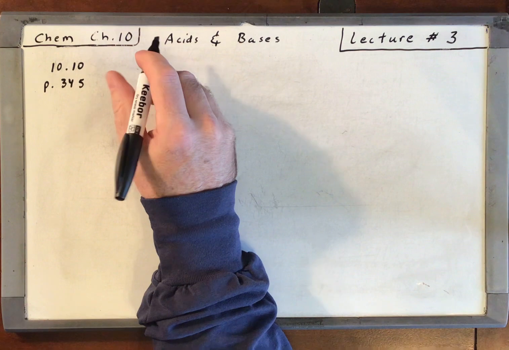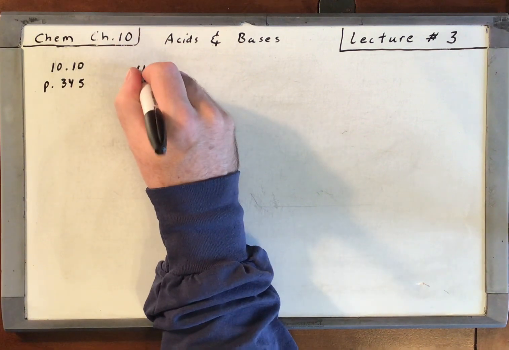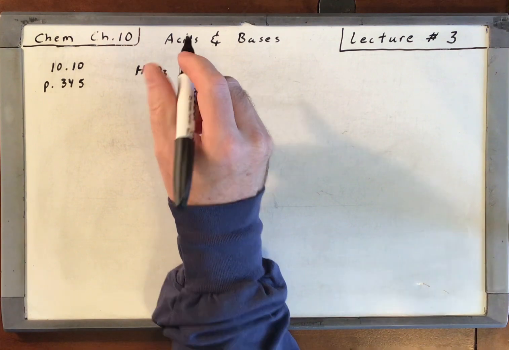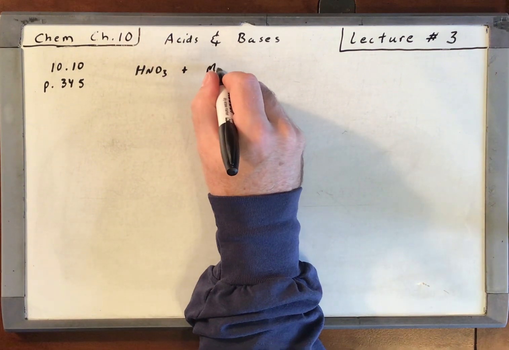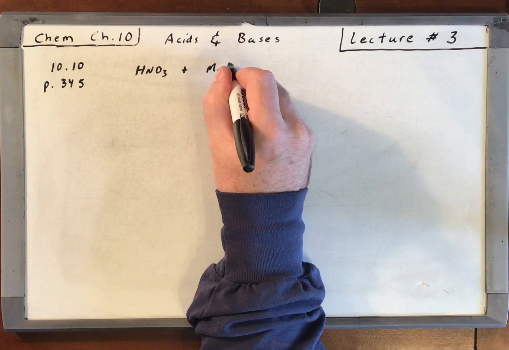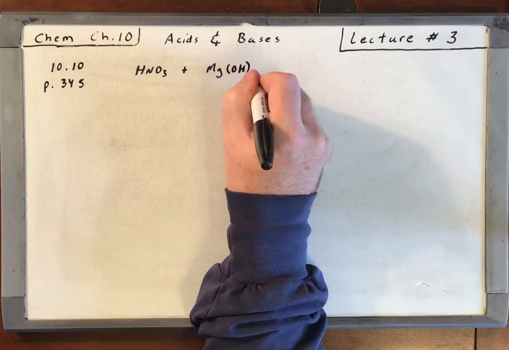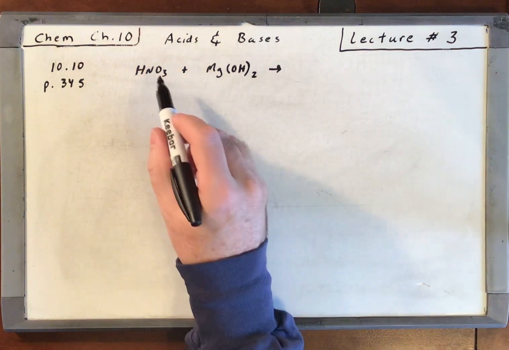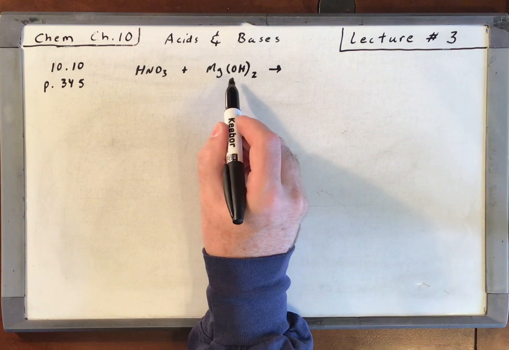All right, our balanced equation. So we've got our acid, HNO3, plus the base, which is magnesium hydroxide. Now, when you go through the process, remember magnesium's 2+, hydroxide is just 1-. After the switch, that'd be Mg(OH)2. This is reaction 1, the neutralization reaction.